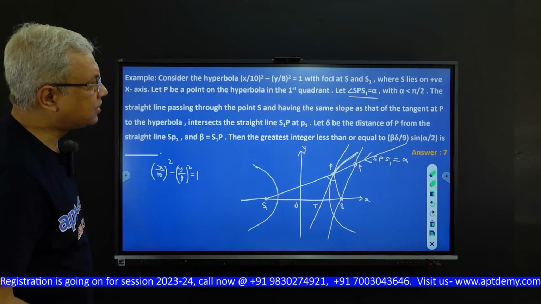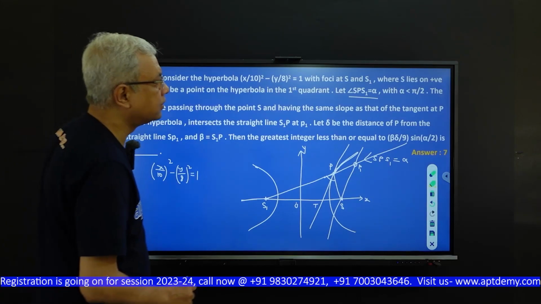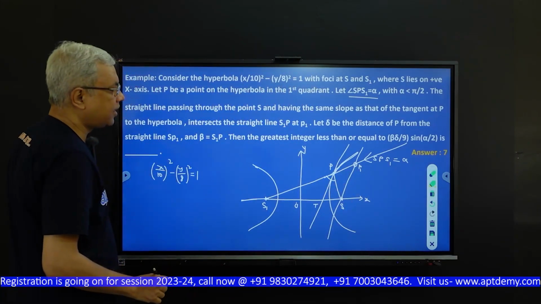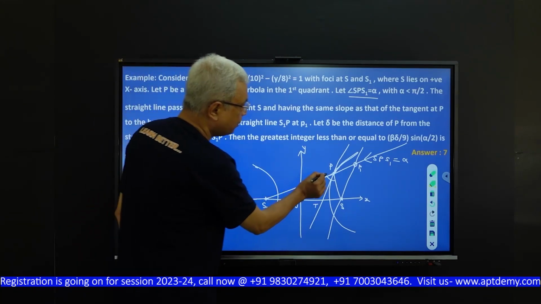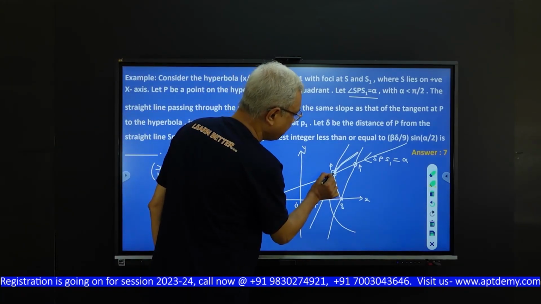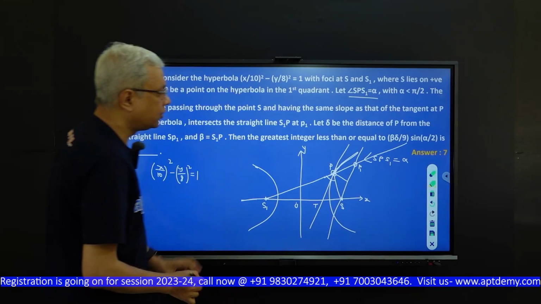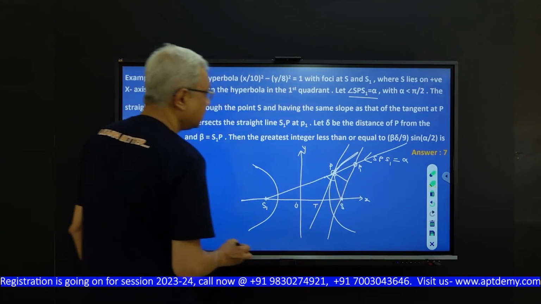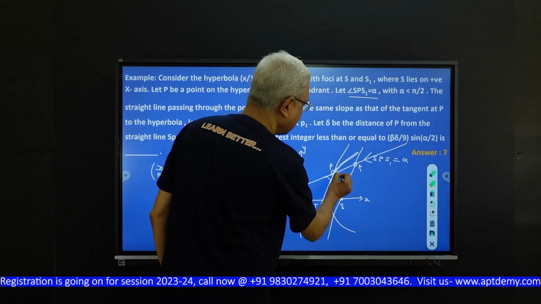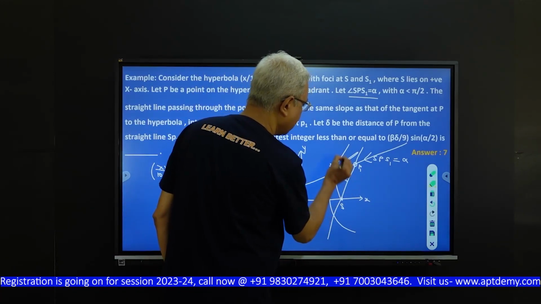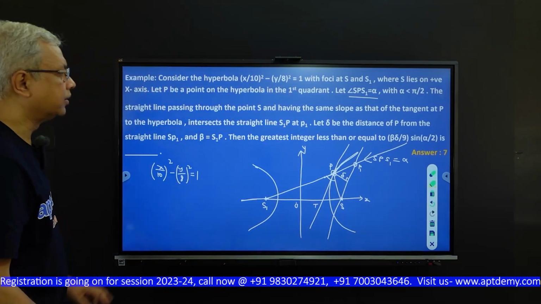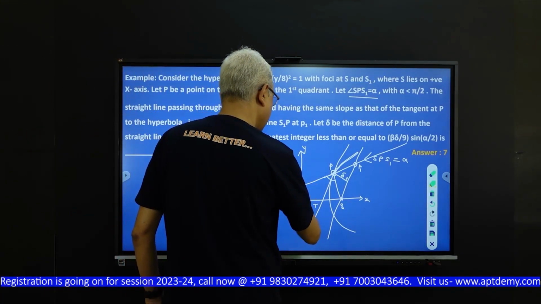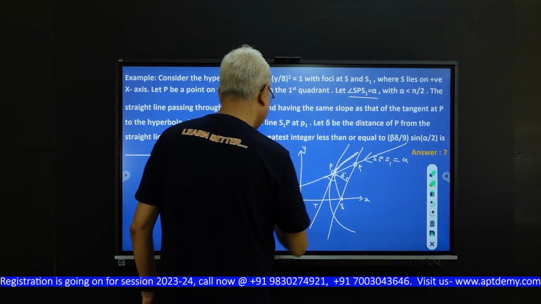Let delta be the distance of P from the straight line through P1. So, from this point, you drop a perpendicular on this. So, this is one line, this is parallel to that line. So, this distance is delta. This is the perpendicular distance. And beta is S1P. So S1P length is beta.